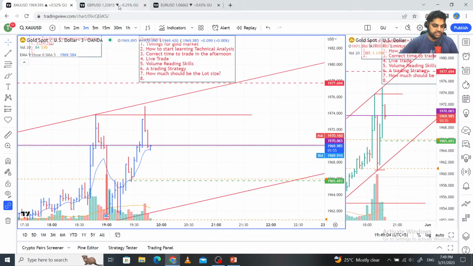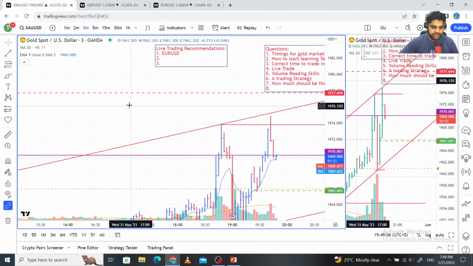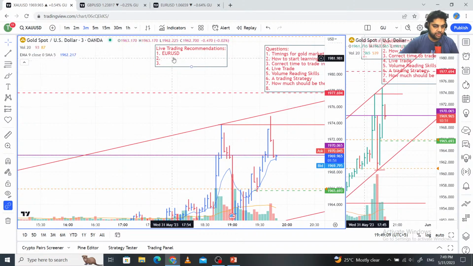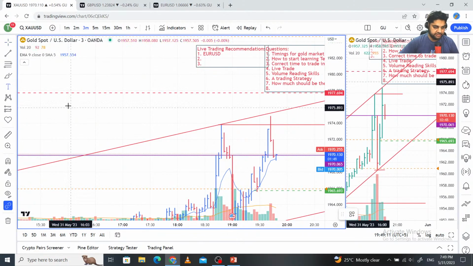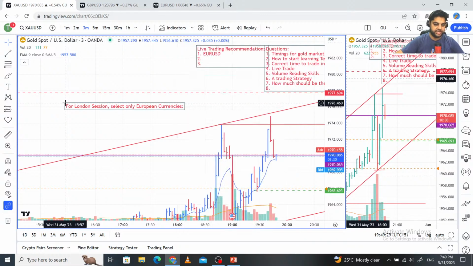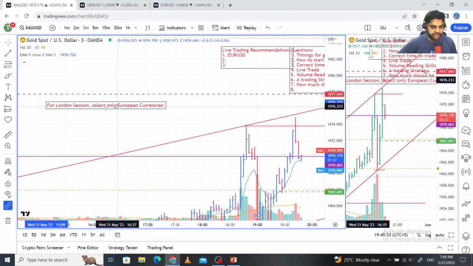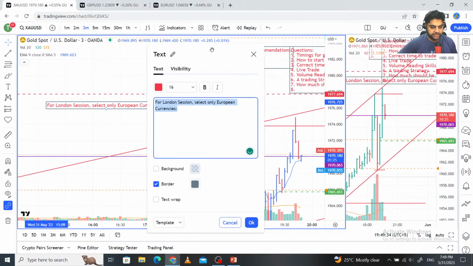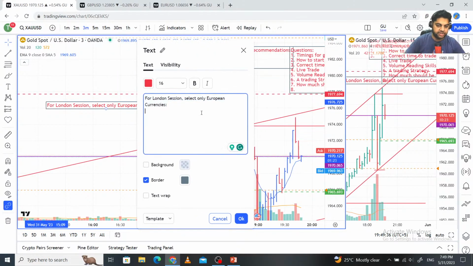First of all, always select, try to understand this very important point. For the London session strategy, select only European currencies. Okay, guys, this is very important. So you should only select the European currencies. And what are the European currencies? Now you might know that the European currencies are the ones in which there is GBP or there is Euro.